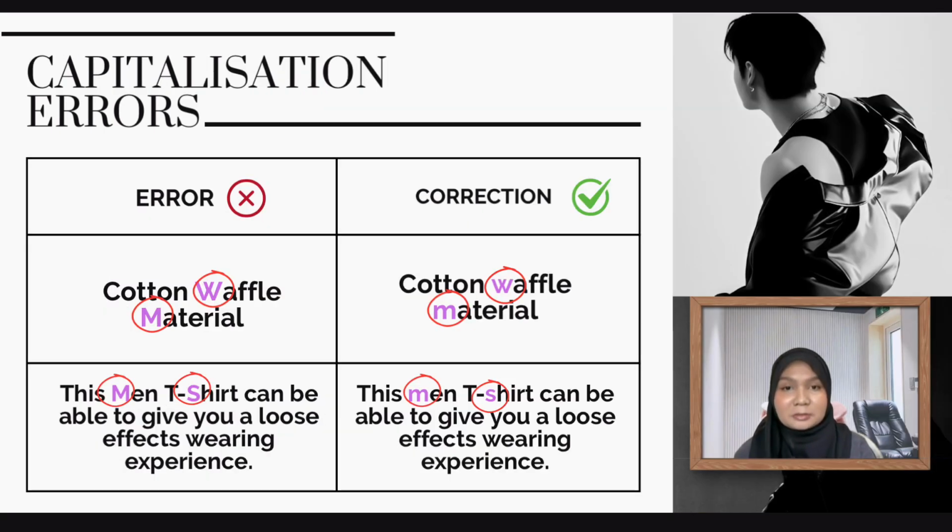We go into the capitalization errors. In the first example, the W in "waffle" and M in "materials" are written incorrectly. As we read the whole phrase, the writer intends to tell us the fabric type of the shirt. I corrected it into "cotton waffle material" with the W and M in lower case. For the second example, the M in "man" and S in "t-shirt" should not be written in upper case. It's the same case as in the earlier example. It is a common noun.